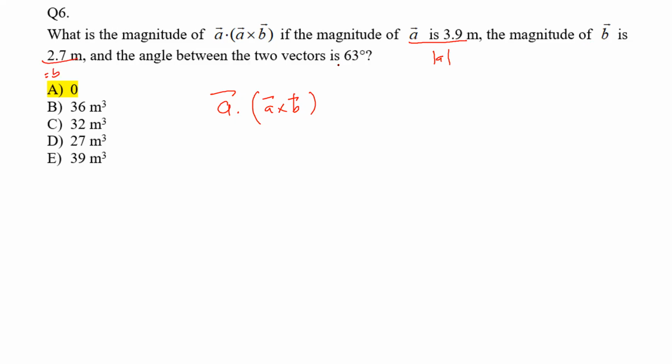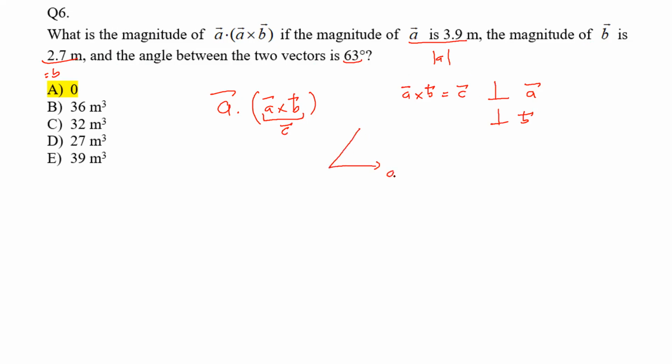And I give you the angle between A and B. So you know that this cross product here, if I call it C, A cross B is equal to C, is perpendicular not only to A, but it's also perpendicular to B. The cross product is out of the plane formed by A and B.